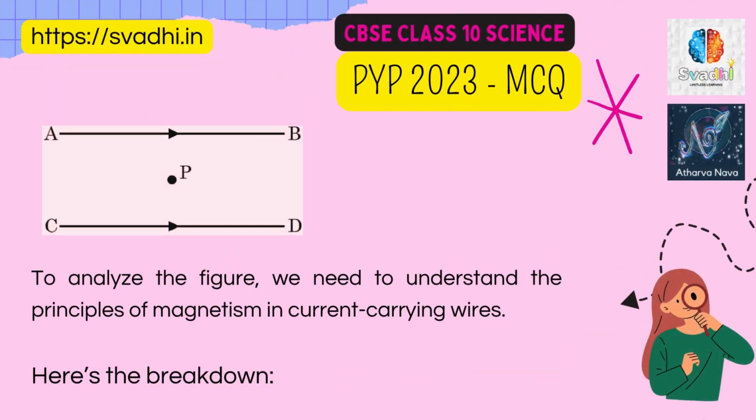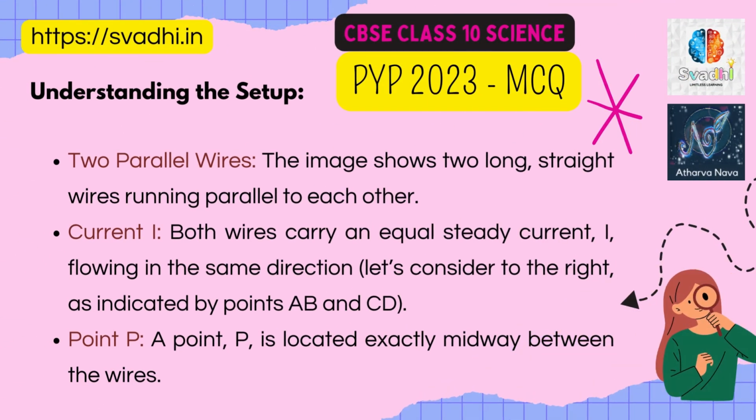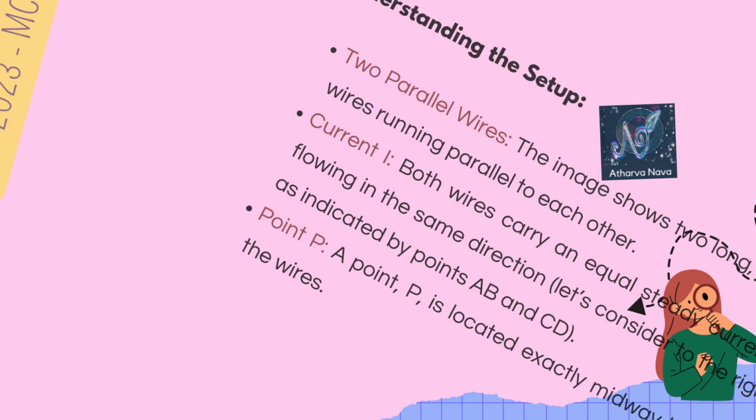To analyze the figure, we need to understand the principles of magnetism in current-carrying wires. Here's the breakdown. Understanding the setup. Two parallel wires. The image shows two long, straight wires running parallel to each other. Current I. Both wires carry an equal steady current, flowing in the same direction. Let's consider to the right, as indicated by points A, B and C, D. Point P. A point, P, is located exactly midway between the wires.